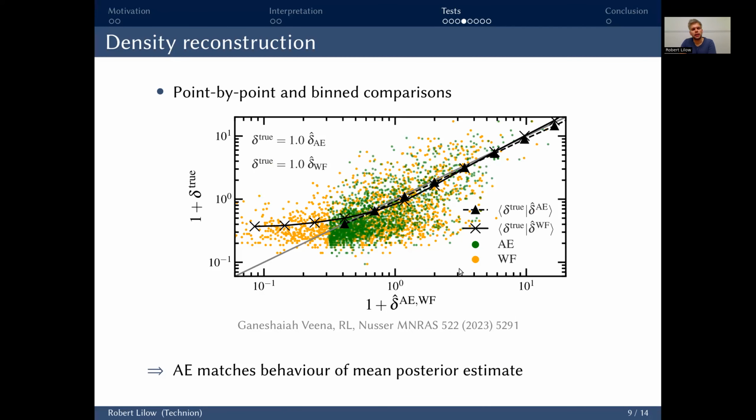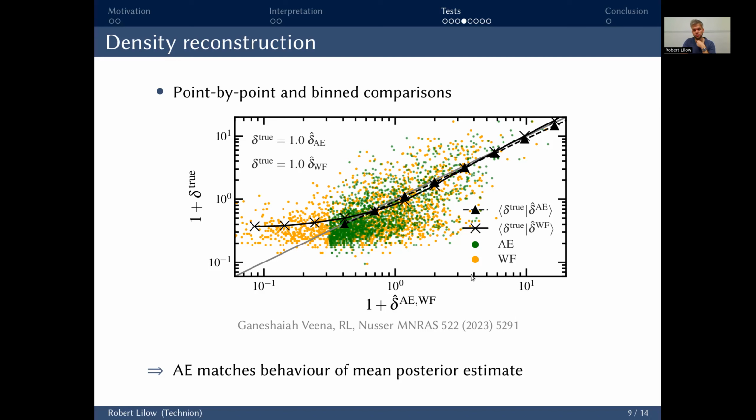Excellent. And now we can look again at the scatter plot between the true and the reconstructed densities, where you can see notable differences in the low density regime again. However, what I would like to point out more actually are these crosses and triangles. So what I did here is to actually check if the properties of a mean posterior estimate are satisfied by our autoencoder estimator. So each of these points is the mean of the true fields in a bin of a given reconstructed density value.